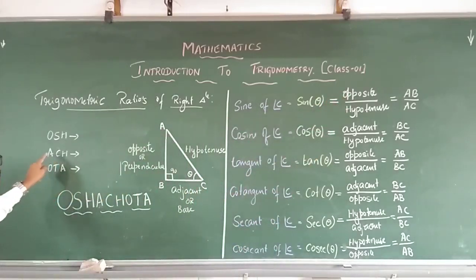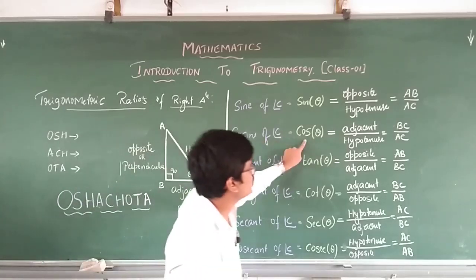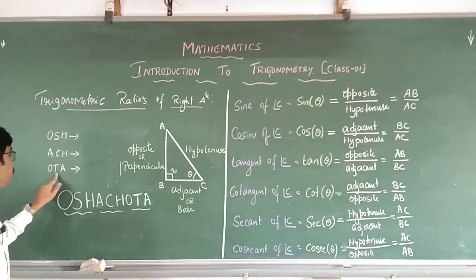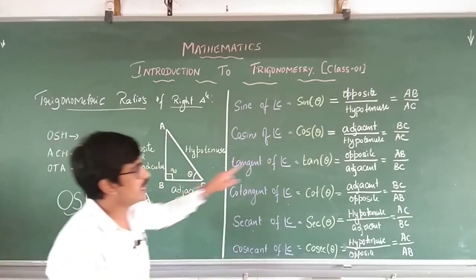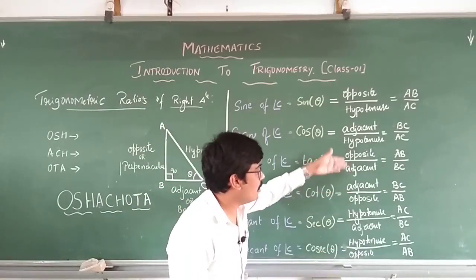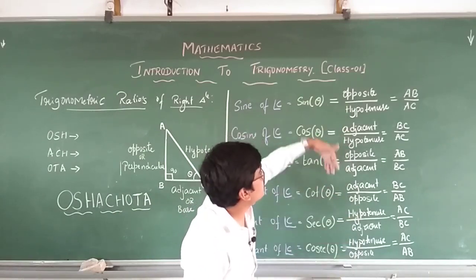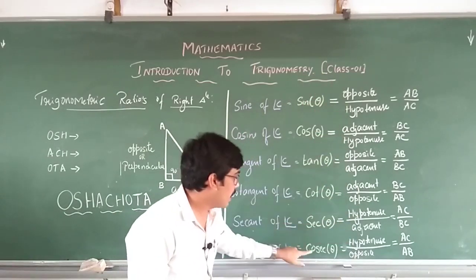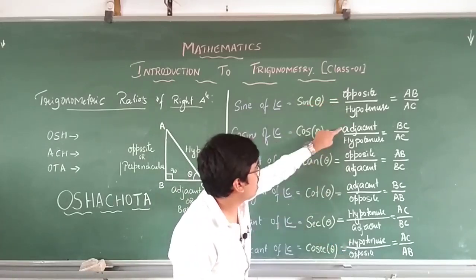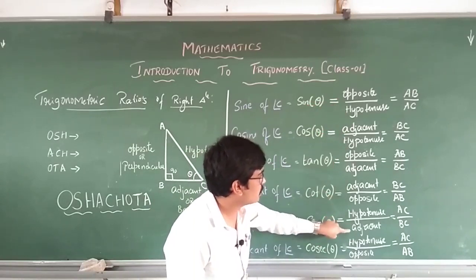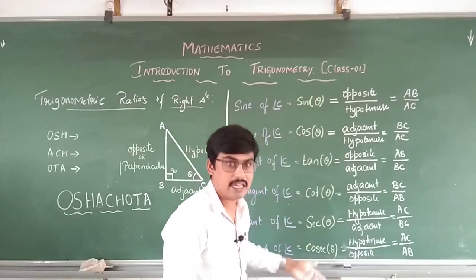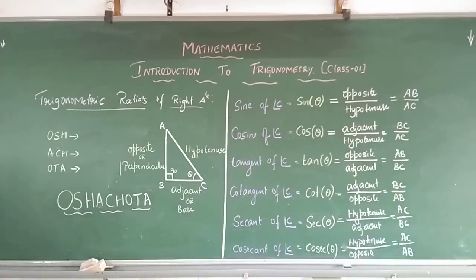Cos is the ratio of adjacent to hypotenuse. And tan is the ratio of opposite to adjacent. What about the other three? We can observe the other three ratios are reciprocals of these three ratios. Here I have opposite to hypotenuse, here hypotenuse to opposite; adjacent to hypotenuse, hypotenuse to adjacent; opposite to adjacent, adjacent to opposite. If I remember these three, we can write the other three, right?